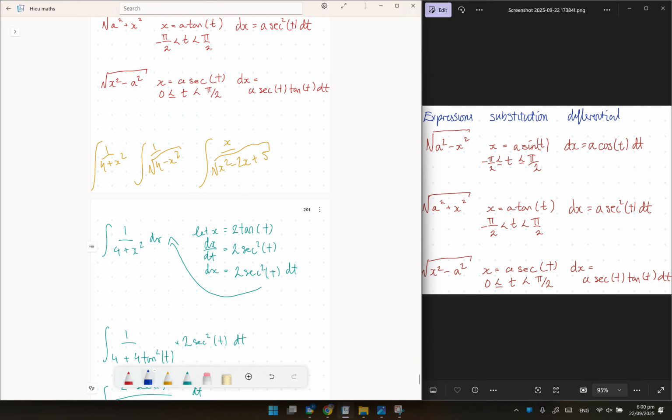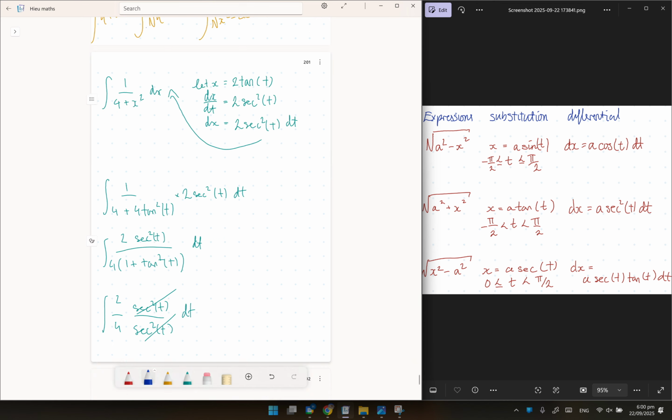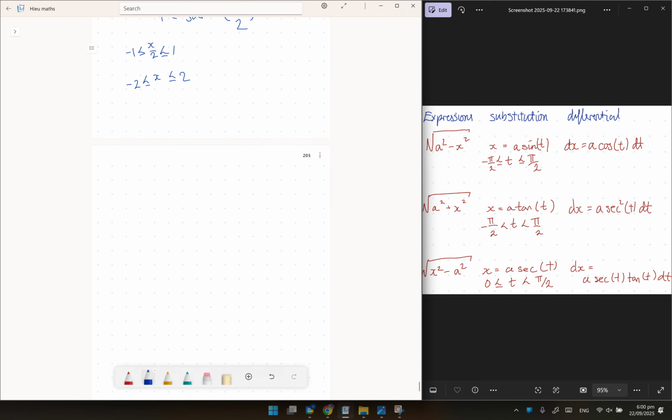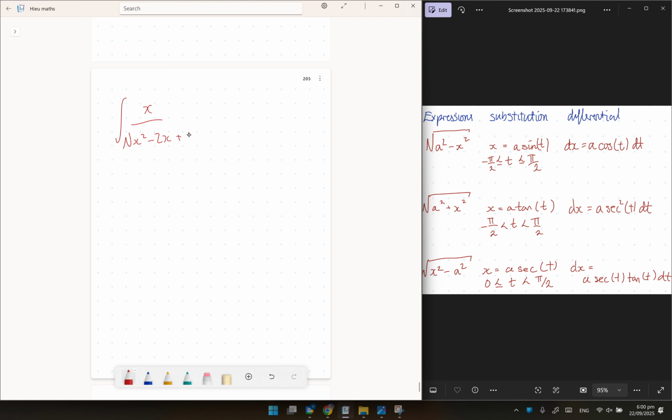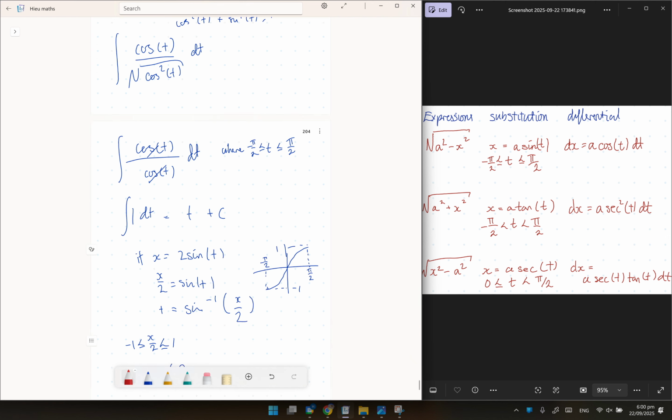Okay, final thing, we're going to do the integration of x over the square root of x squared minus 2x plus 5. So the integration of x over the square root of x squared minus 2x plus 5. I'm just going to go check if that's correct or not.